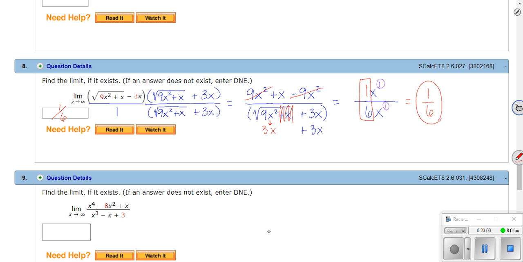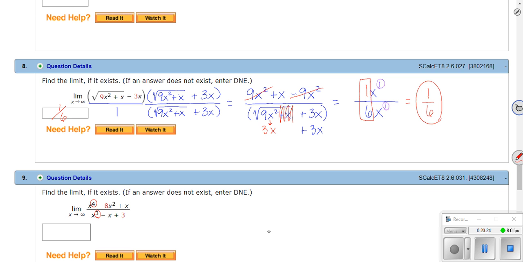Okay. Now, number 9, find the limit if it exists. If an answer does not exist, enter D and E. Now, what did I talk about earlier when I said my little mini lecture on horizontal asymptotes? If the top or the numerator has a degree higher than the denominator, what does that do for me in terms of horizontal asymptotes? Okay, this is higher than this.